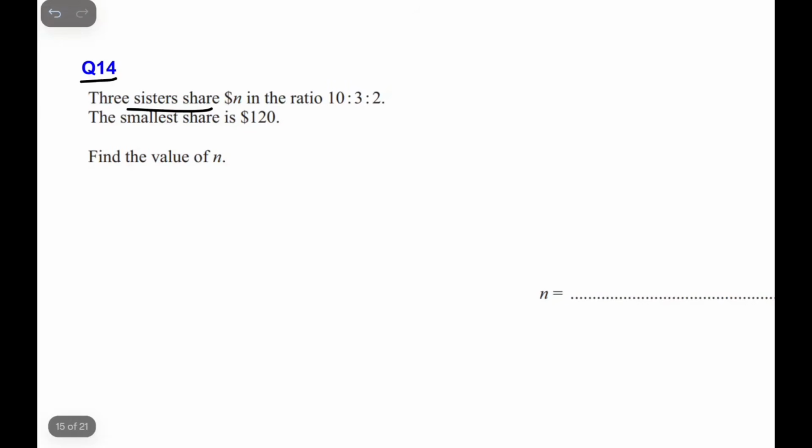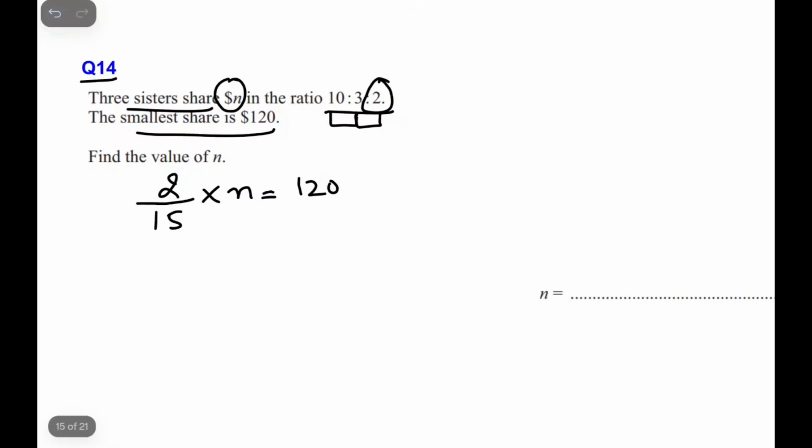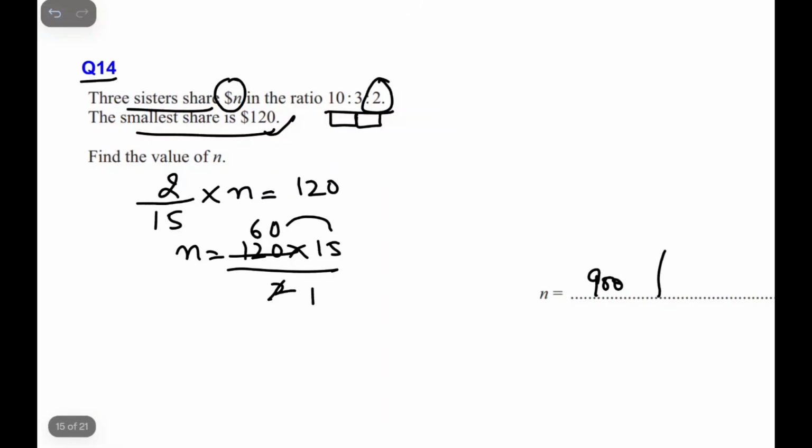Now question number 14. Three sisters share $n in the ratio of 10:3:2. The smallest share is 120. The smallest share is this, which is 2. So 2 upon total, which is 10 plus 3 plus 2, that is 15. So 2 upon 15 times n is given to be 120. Smallest is 120. So n value will be 120 times 15 upon 2. So 2 times 6 is 12. So now 60 times 15. 15 times 6 is 90. So n value will be 900.